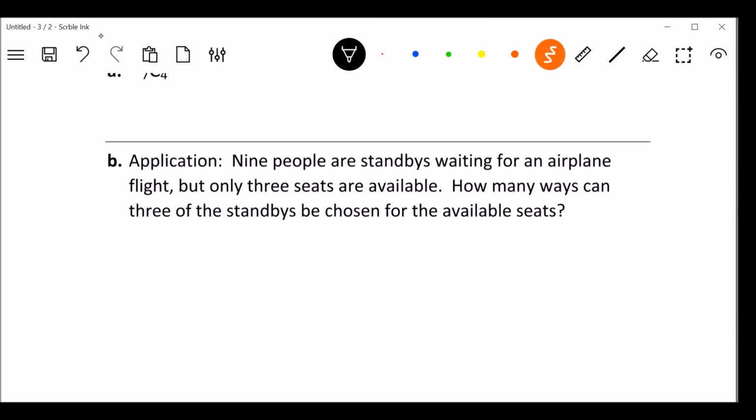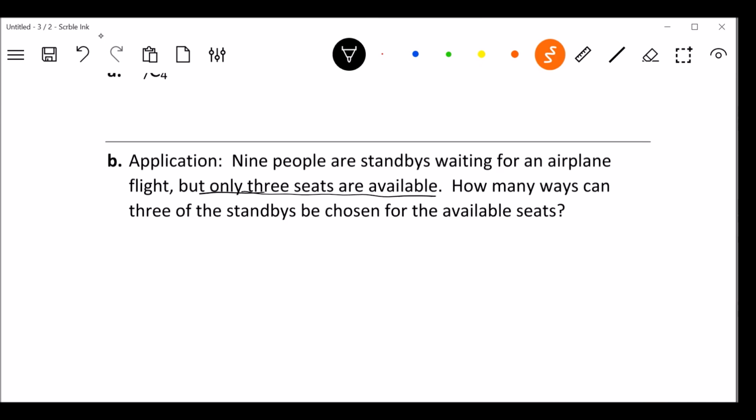In a combination, which is farther down the page, the order doesn't matter. Sort of like in this example now. 9 people are standbys waiting for an airplane flight, but only 3 seats are available. How many ways can 3 of the standbys be chosen for the available seats? Well, here, whoever is the first one chosen for a seat, it doesn't really matter as long as they get one of the 3 spots.